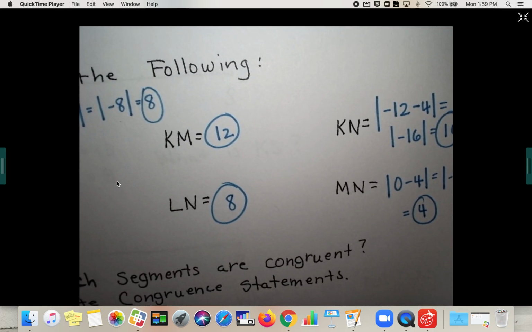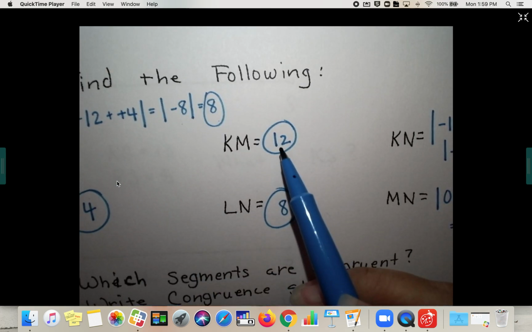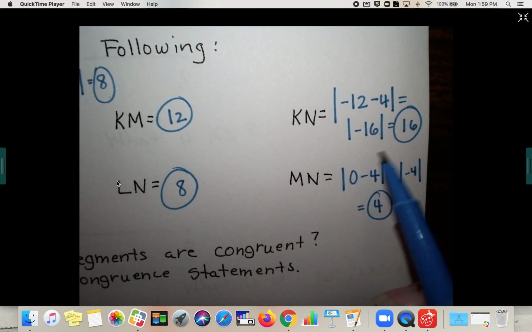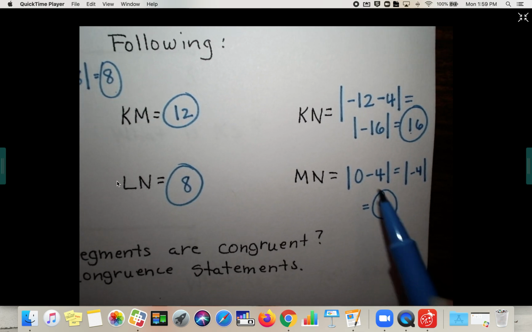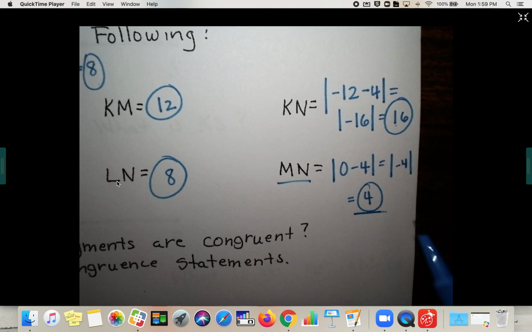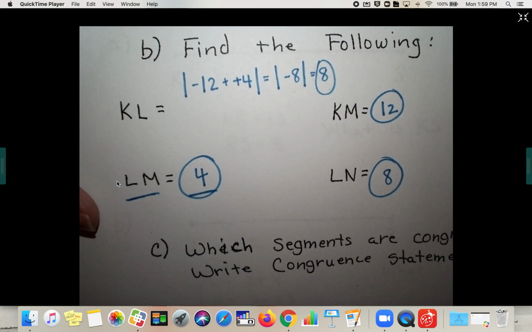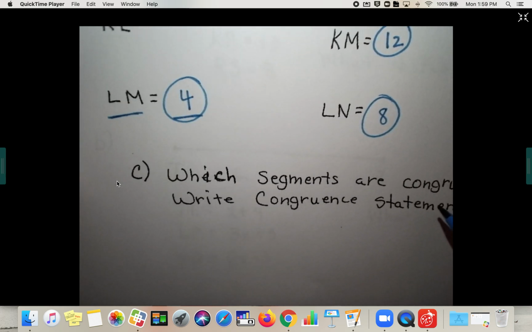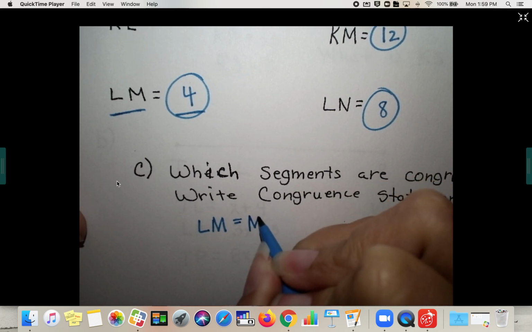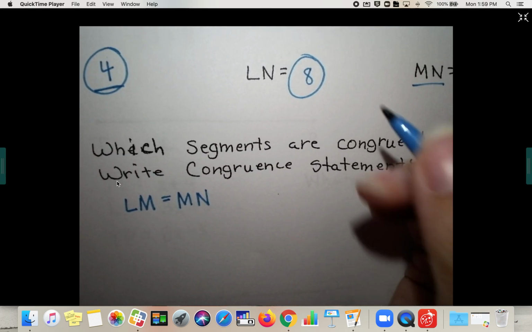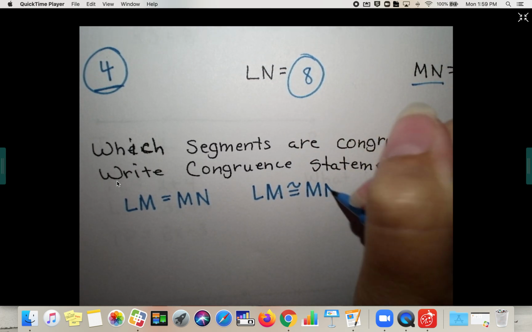Okay, which of these segments are congruent? So let's look. We have 8, 4, 12, 8, 16, and 4. So there are a couple of them that are congruent. That would be MN because it's 4, and LM because it's also 4. So let's write some congruence statements. If LM equals MN, then our congruent statement would be LM is congruent to MN.